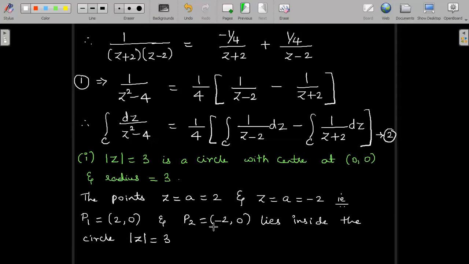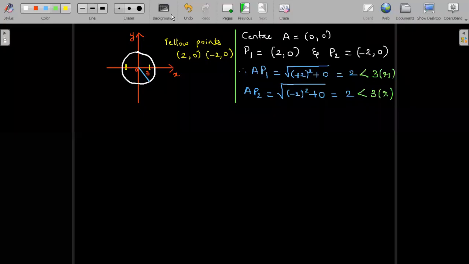The other way of procedure is plotting the figure. Draw the circle |z| = 3 and then you can plot these points (2, 0) and (-2, 0), and check whether they are lying inside the circle or outside the given circle. This is how it can be understood.